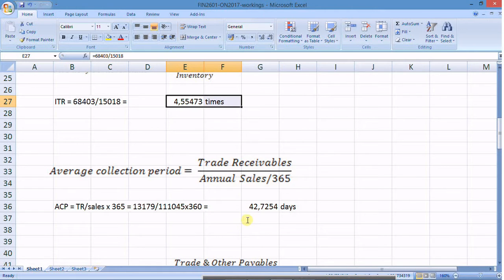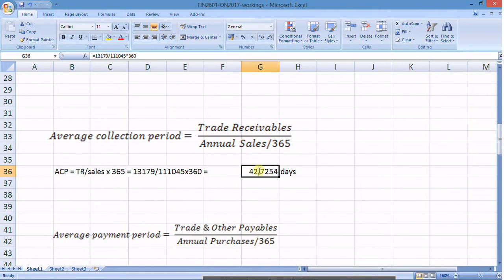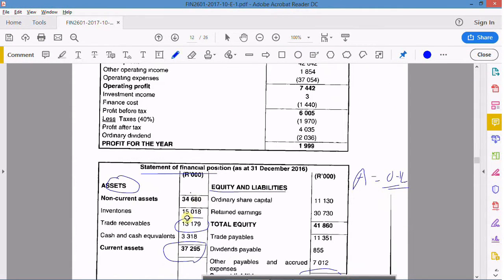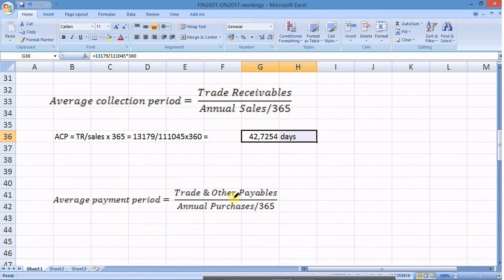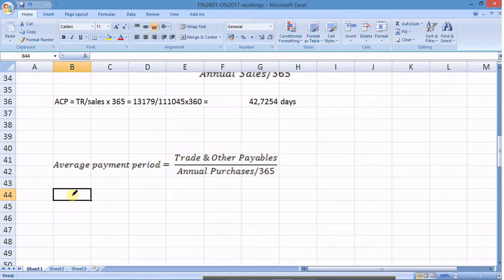I just erased my answer because I got it wrong. If your answer's wrong, then perhaps you didn't use the right figures, or maybe used 365 instead of 360. So trade receivables is 13179, divided by annual sales. Sales is on the statement of comprehensive income. I used that amount, but I don't know why I got it wrong. Maybe you typed it in wrong in the calculator. Maybe. And then divided by 360 equals.